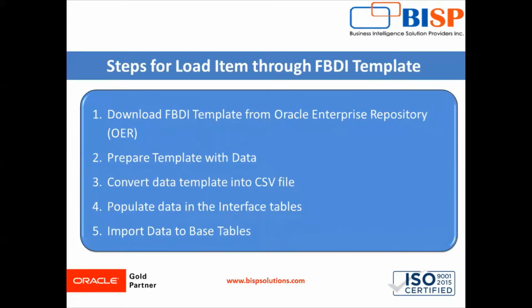These are the steps to load items through FBDI. First, download the FBDI template from the Oracle Enterprise Repository. Next, fill in the data to prepare the template. After preparing the template, convert it into a CSV file, and load this CSV file or zip file into the application to populate data into the interface table. After that, we import the data into the base table. Let's move on to the application and see how to load items through FBDI templates.